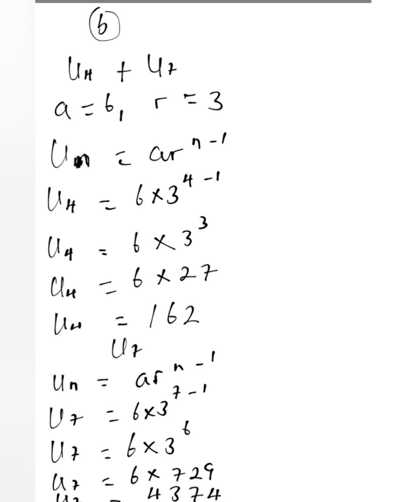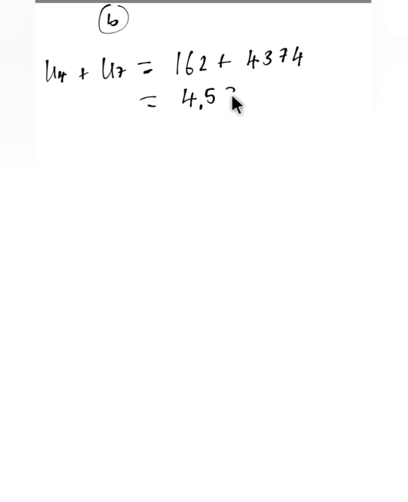So u7 will be equal to 4,374. Now recall that the B part of the question was we should find the 4th term plus the 7th term. Now the 4th term is 162 plus the 7th term is 4,374. Now when we add them up, we have 4,536 as the answer. So that's the B part of the question. Let's move over to the C part of the question.